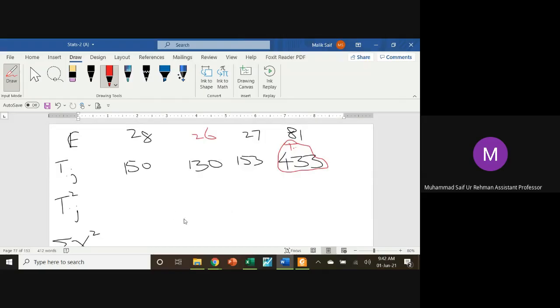And then you are interested in finding out T dot j square. So simply take square of these values. 150 square is 22,500. 130 square is 16900. 153 square is 23409.